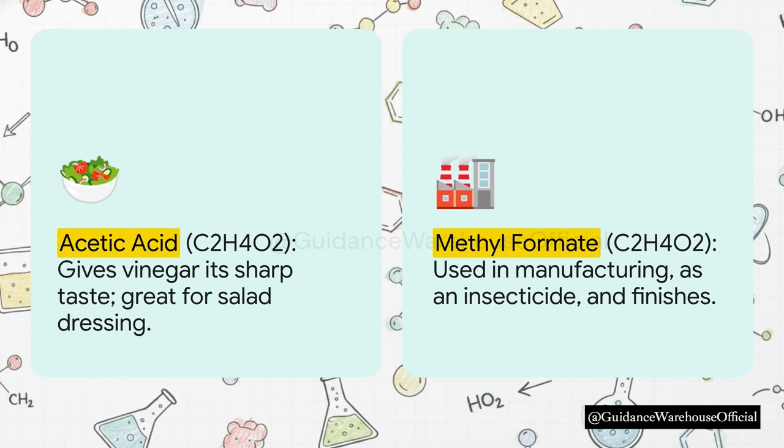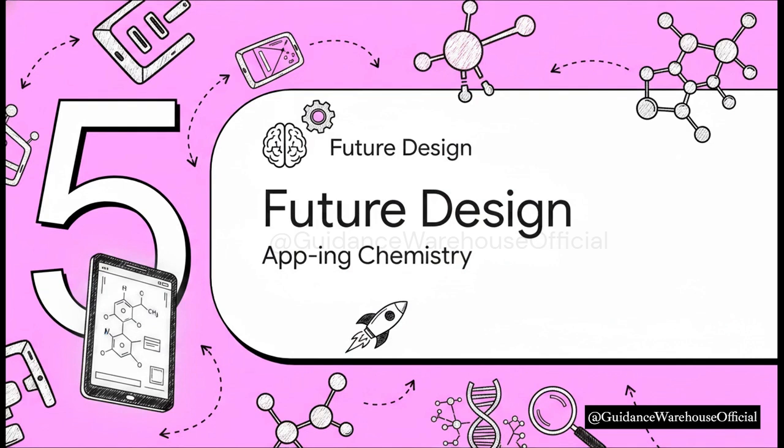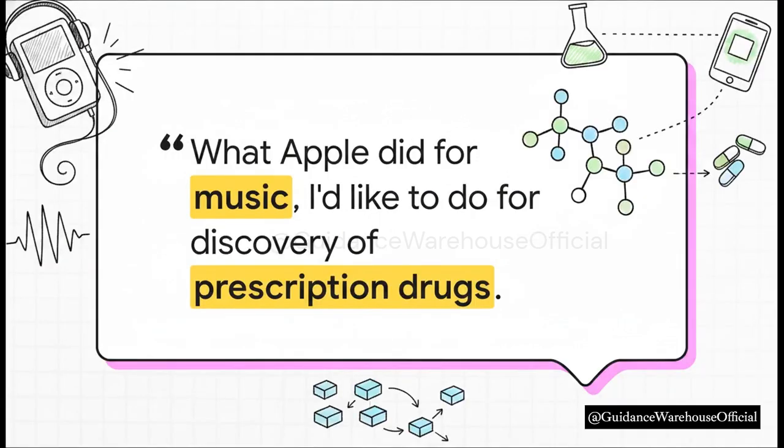Crazy, right? Let's wrap things up with Section 5, the future of chemical design, apping chemistry. Now that we've mastered the language, let's take these foundational concepts and apply them to the absolute cutting edge of modern science. Consider this incredible quote from chemist Lee Cronin during a 2012 TED Talk. He asks if we could create a universal chemistry set by kind of apping chemistry. He said, "What Apple did for music, I'd like to do for the discovery and distribution of prescription drugs."